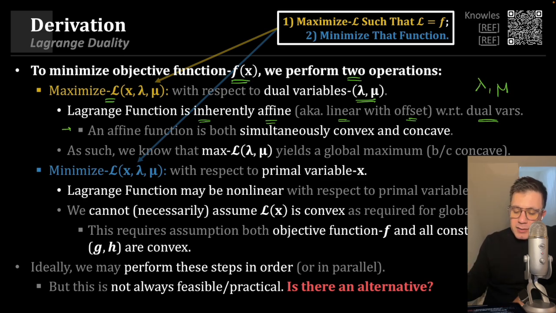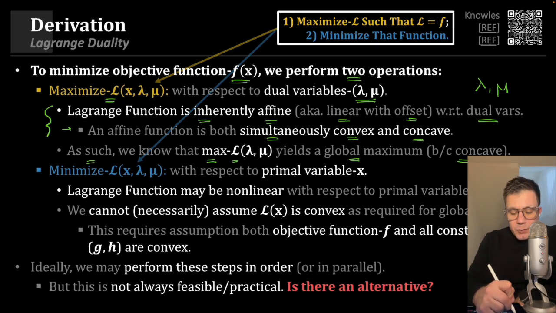An affine function is both simultaneously convex and concave, and as such, we know that the maximum of the Lagrange function yields a global maximum because the function is concave, or both concave and convex at the same time. So the nice thing is, we do expect this maximization of the Lagrange function with respect to lambda and mu to yield a global maximum.